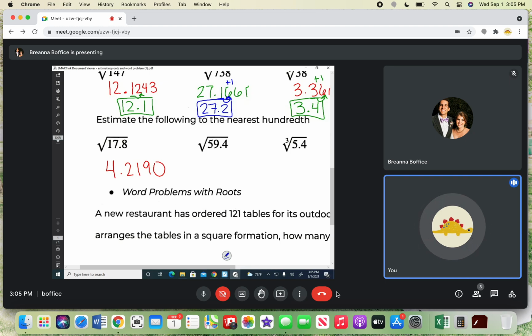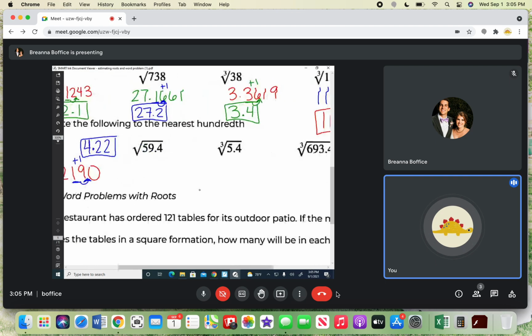It says to round to the hundredths, so the hundredths is 2 places to the right. Its neighbor is a 9. 9 means we raise the score. So instead of 4.21, it's 4.22. So go ahead and you can do the 59.4, but we're gonna skip to a cubed root.